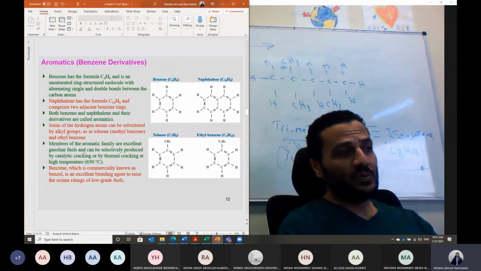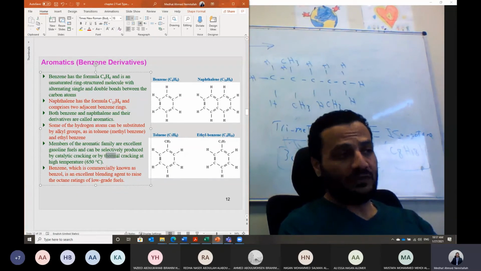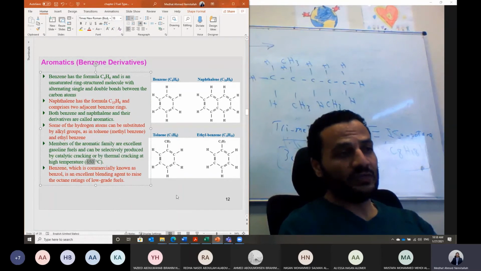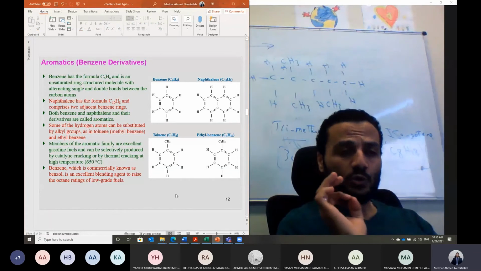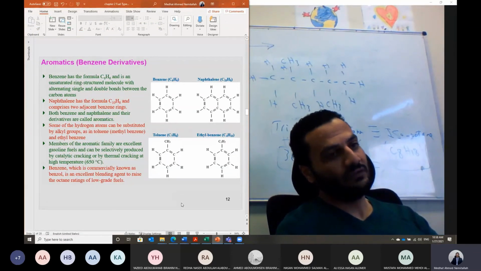Usually those benzene or aromatic family compounds are derived through thermal or catalytic cracking in the refining process, at a temperature of about 650 degrees C. But their main job is as a very good fuel additive to gasoline fuel.